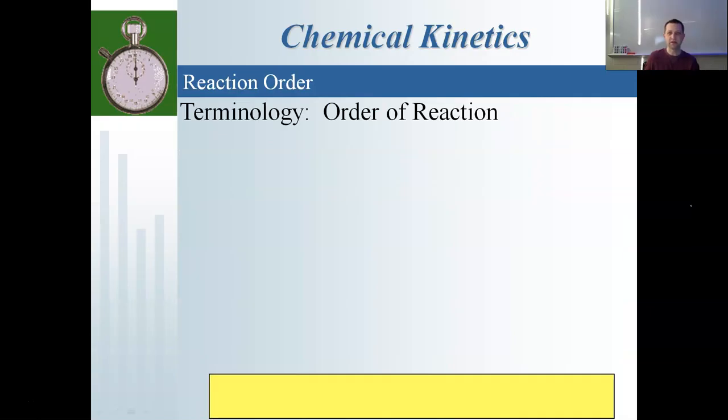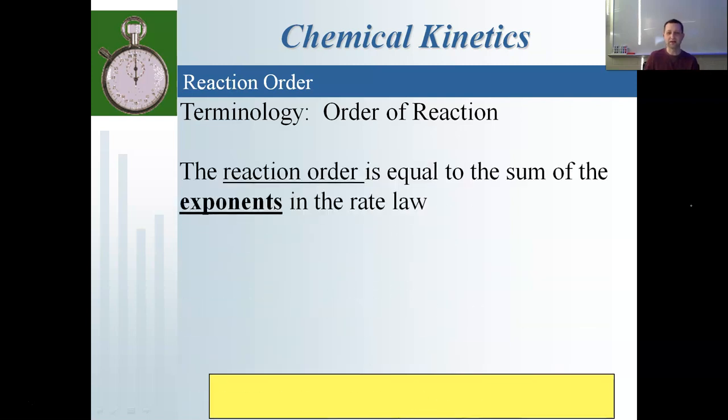So the first thing we need to talk about is some terminology here, which is the order of a chemical reaction. You guys had a lesson already on writing rate laws, and what we have to do is take a look at that rate law and figure out what the exponents are in that rate law and add them up. So the reaction order is equal to the sum of the exponents in the rate law. I'm going to have a couple rate laws on the screen here, and we're going to take a look at what the reaction order is going to be for those.